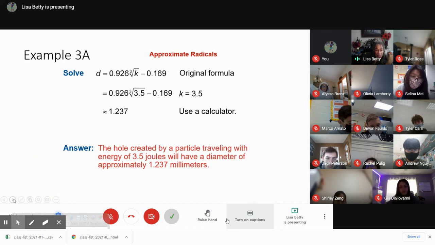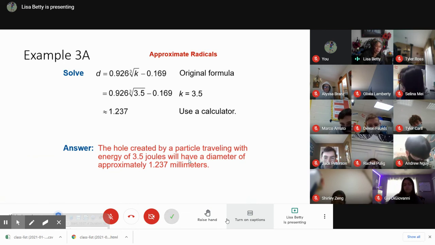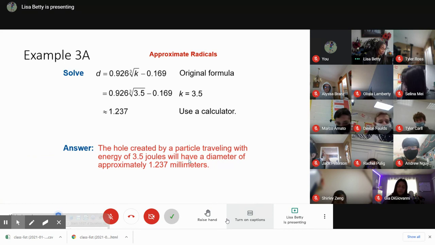So there's your answer. The hole created by a particle traveling with an energy of 3.5 joules will have a diameter of approximately 1.237, and what we got was close. The one I showed you on the calculator: 1.2369.